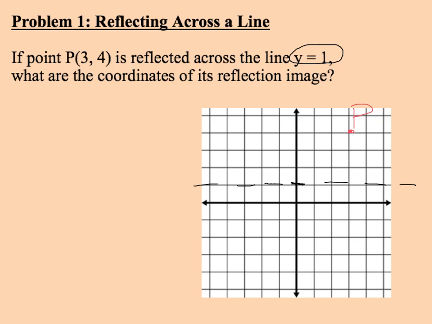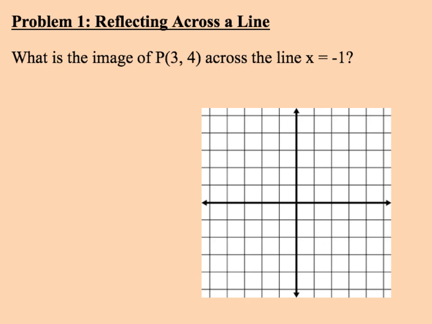Now if it reflects over this line, it has to be the same distance from the line. So if you look here, point P is 1, 2, 3 spots away from the line. So my reflecting point also has to be 1, 2, 3 points away from the line. So this would be my reflecting point, and this point here would be (3, negative 2). So that would be the coordinates of my reflection image.